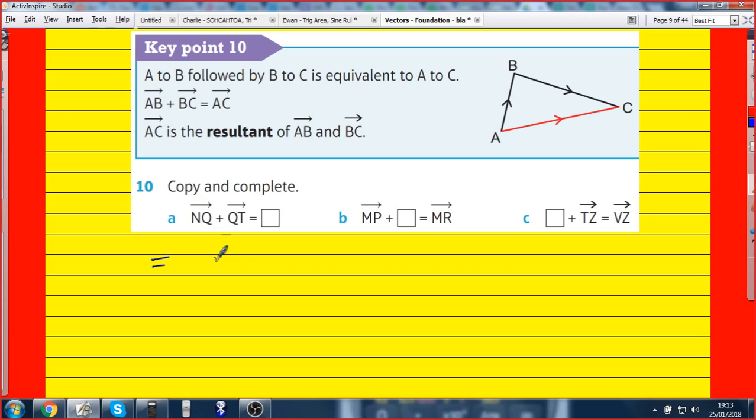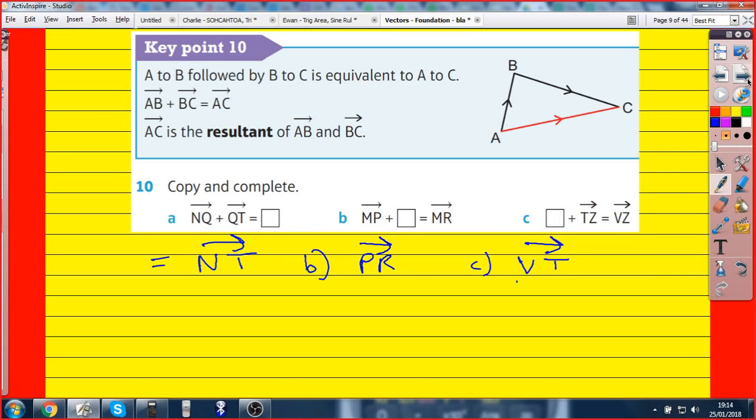Is the same as N to T. Yes. Okay, how about the next one? Then it is P to R. Yes. And last one. Then it is B to T. Yeah. Got it.